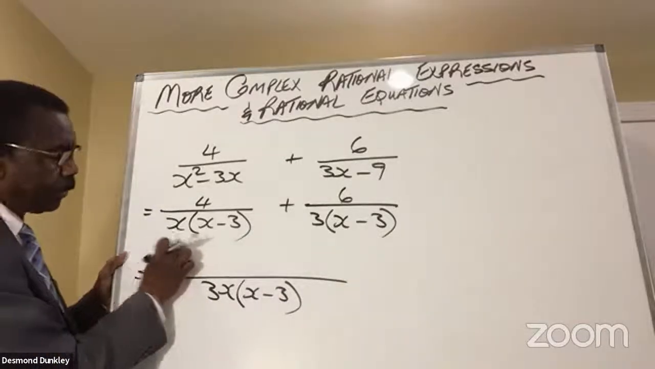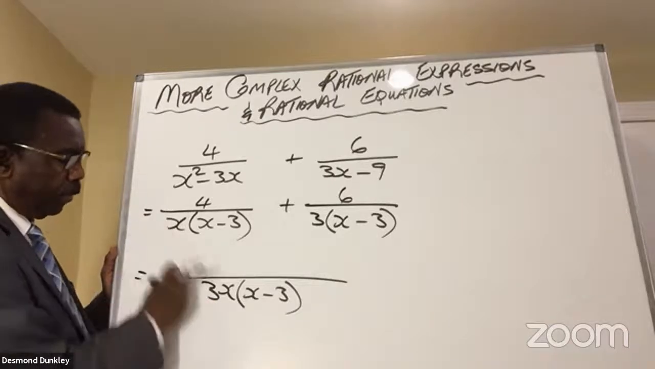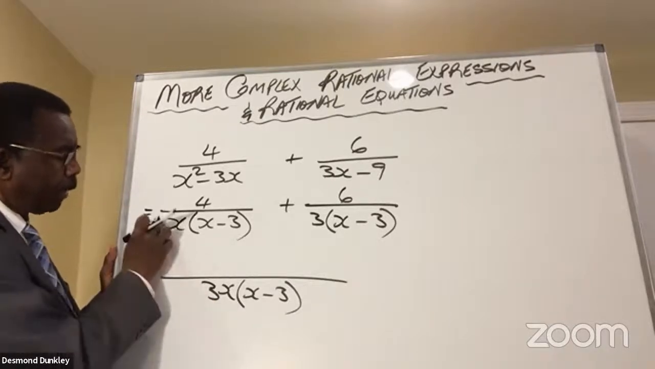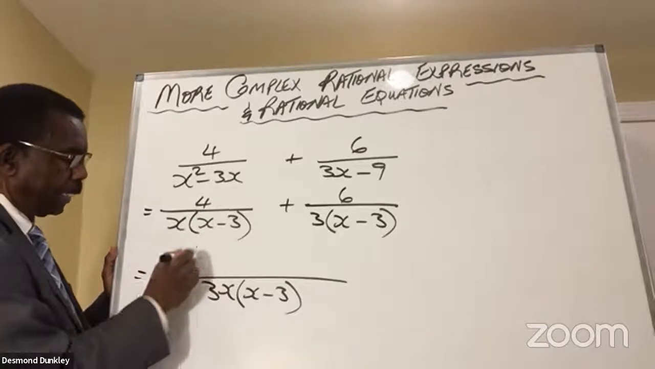Okay? So what did I do to this? I introduced a 3. There wasn't a 3 before. So I'm multiplying this by 3. So therefore I have to multiply the top by 3. I get 12.